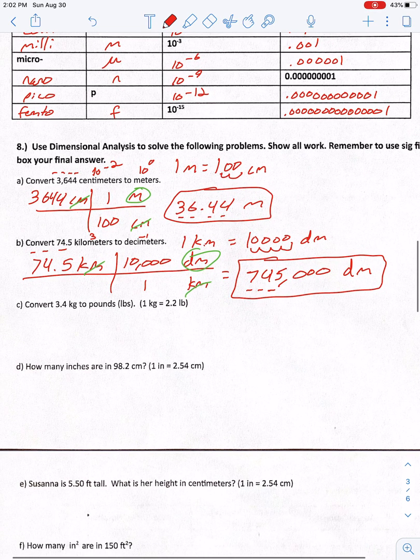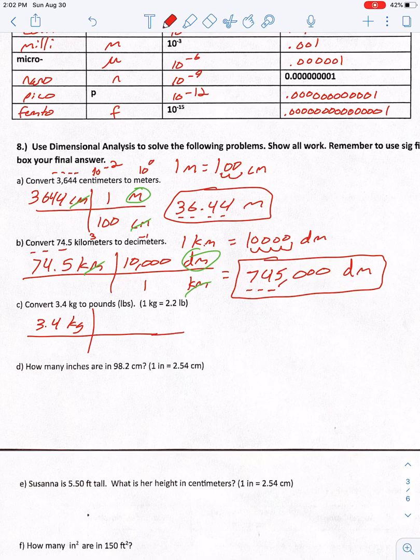C, 3.4 kilograms to pounds. Okay, so 3.4 kilograms is what they gave me, so that should be my first step right there. Before I even put any numbers there, on the next step, I'm going to bring kilograms down here because it has to be on bottom next. And we see the conversion factor up here. We will give you these. So 1 kilogram equals 2.2 pounds.